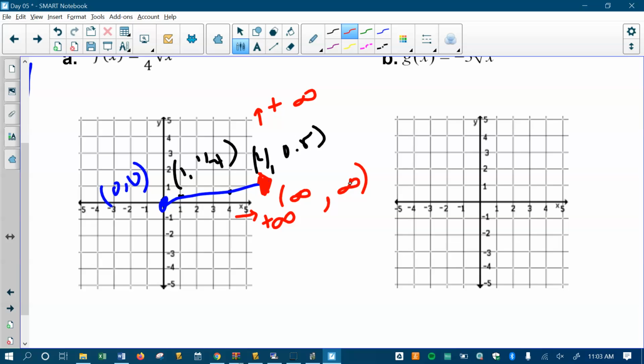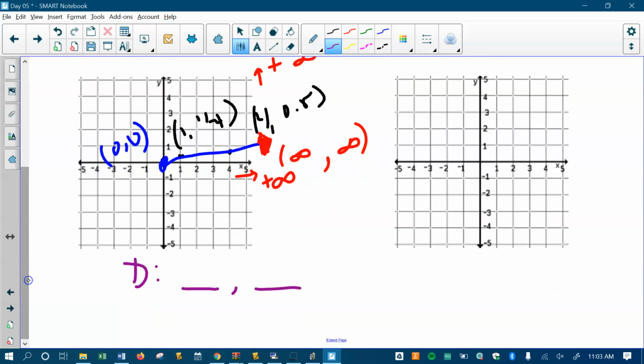So my domain is going to be the following. So let's do domain in purple. The domain is going to be the x values, smallest x value to largest x value. So small to large.